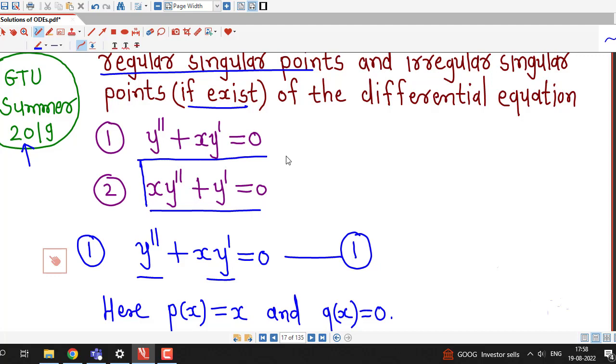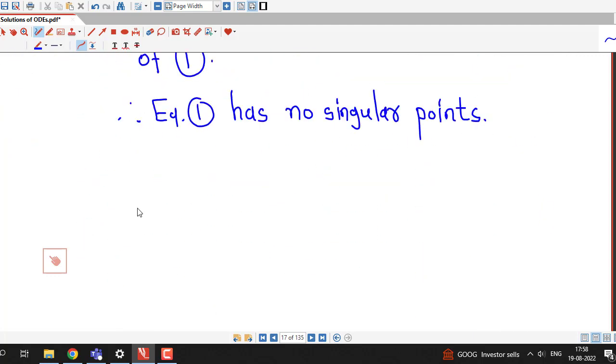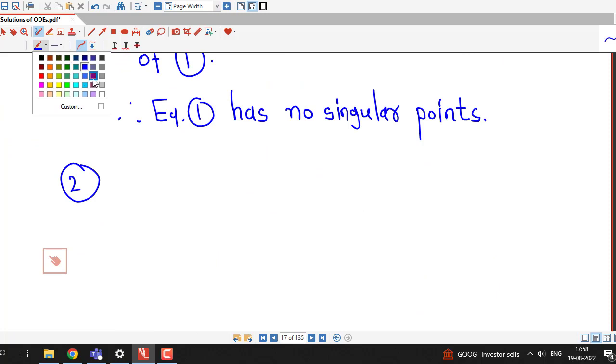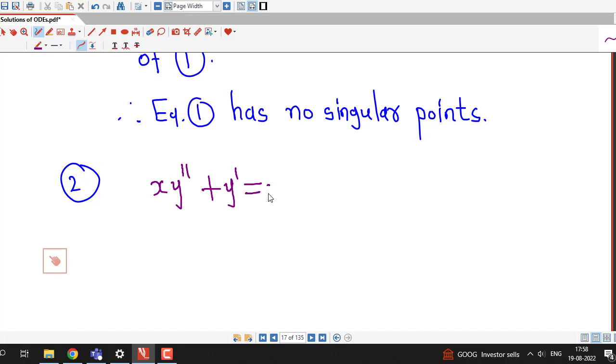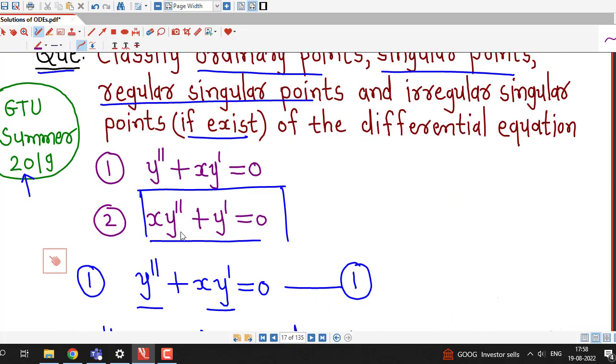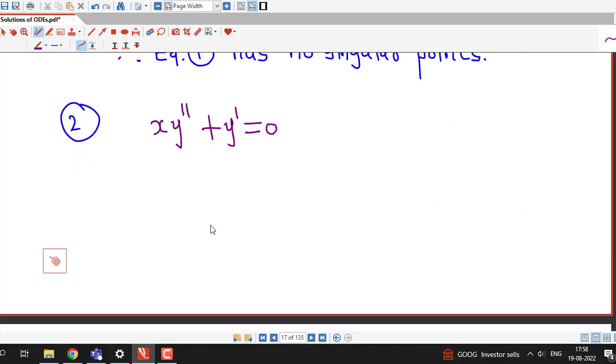Similarly we can check the second equation, but this equation is not in standard form. First we write down this equation: x y double dash plus y dash equal to 0. Let me check again: x y double dash plus y dash equal to 0. Here the coefficient of y double dash is not 1. So first we divide this equation by the coefficient of y double dash, which is x. We divide every term by x, and the given equation can be rewritten as y double dash plus 1 by x times y dash equal to 0.